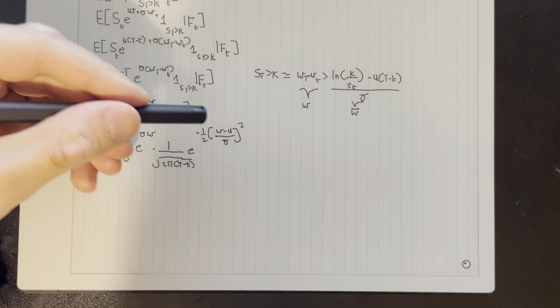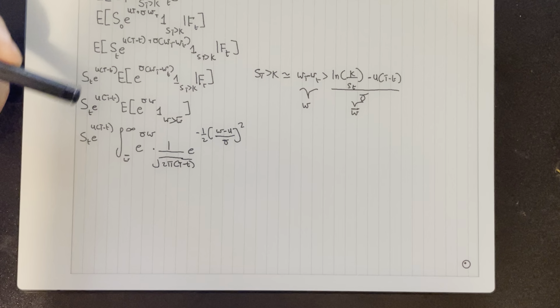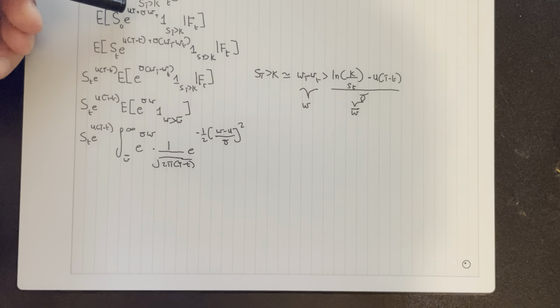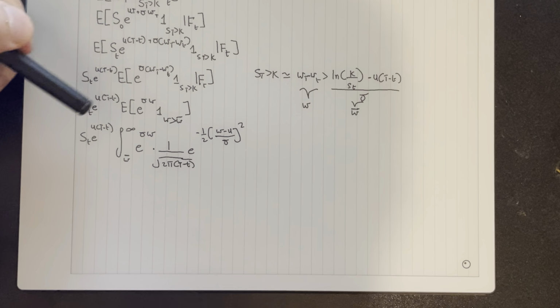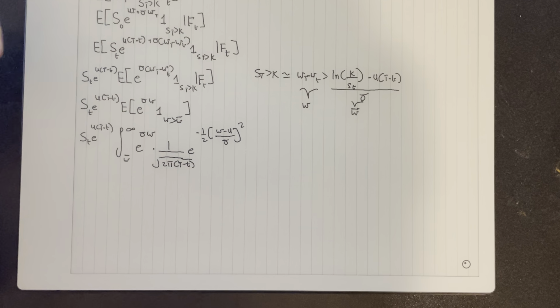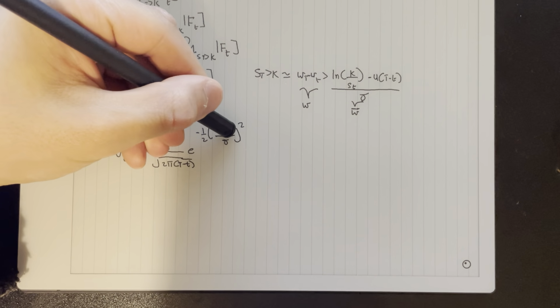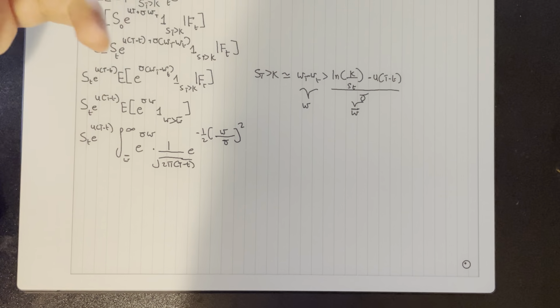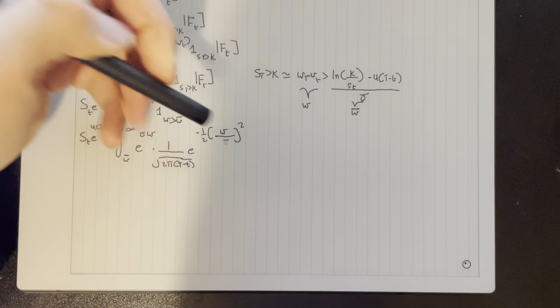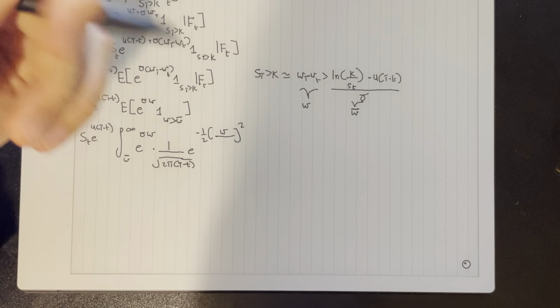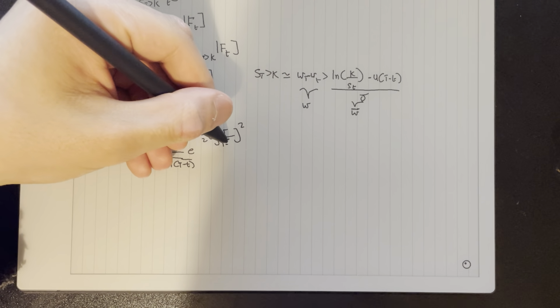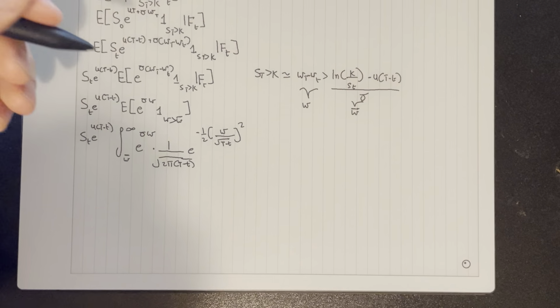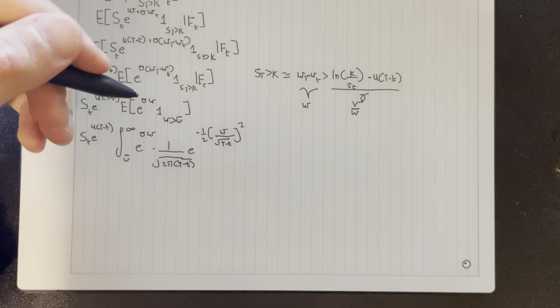Also, that mu is not the same thing as this mu, because this mu is based on the expected value of the stock, while this mu is the expected value of the Brownian motion, and the expected value of the Brownian motion is 0. So we can simply have this as W and replace the volatility with the square root of capital T minus little t.